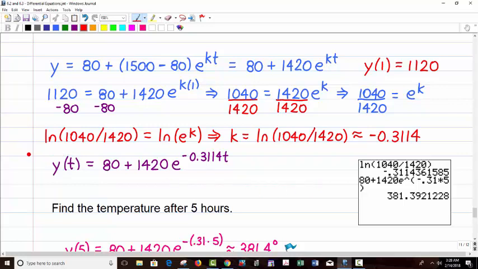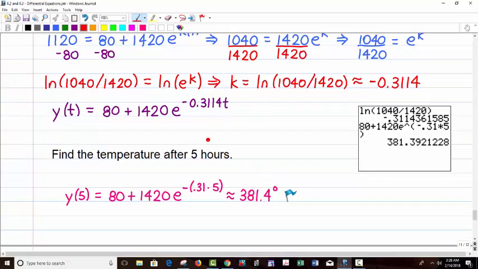So this is our model here: y of t equals 80 plus 1420 e to the negative 0.3114t. So find the temperature after 5 hours, no problem. Put in 5 for t.